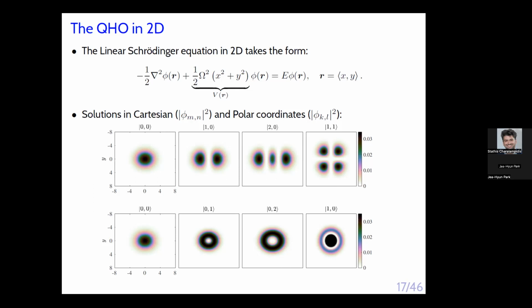In polar coordinates, you can have the ground state. The first excited state has an L equals 1. So this solution is what we call a vortex solution with charge 1. Then the second excited state can come up in two flavors: the vortex of charge 2, or a ring with a zero density, and that's what we call the ring dark soliton.